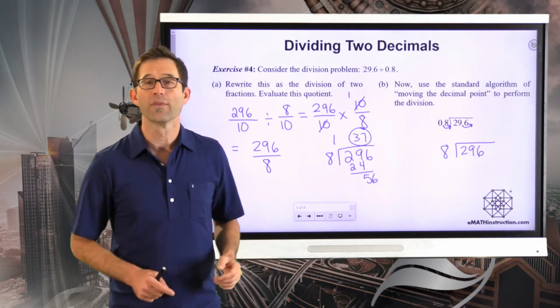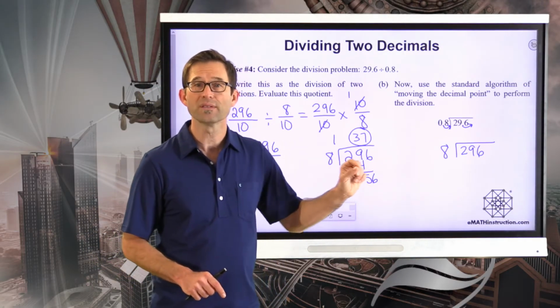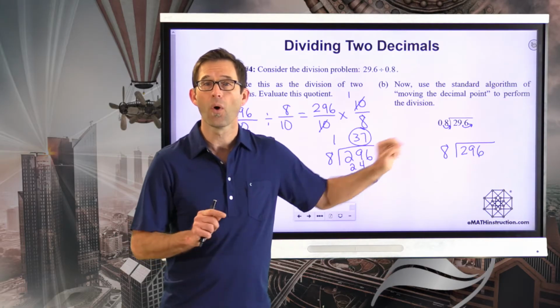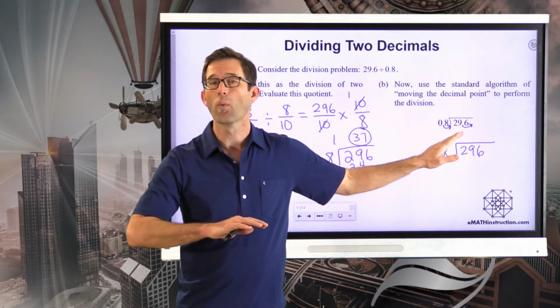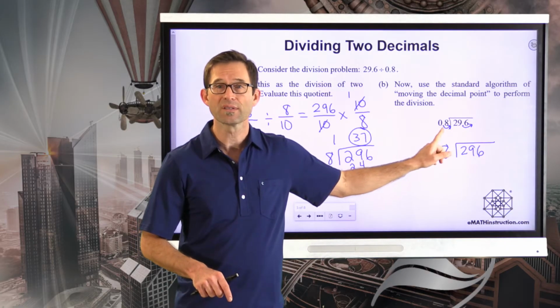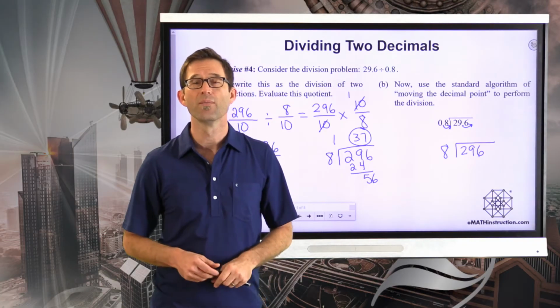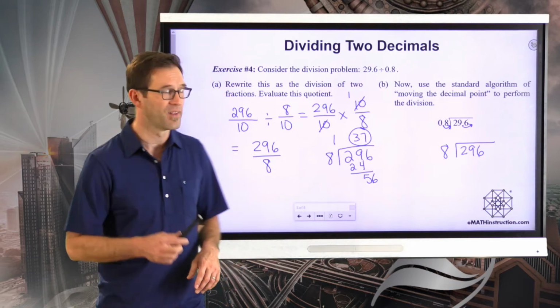But the standard algorithm says move the decimal place, typically to the right, as many places as you need to until what you're dividing by is a whole number. This doesn't have to be a whole number at all. Don't worry about it being a whole number, but get this to be a whole number, and then we can do dividing decimals just the way we did it on the last page. And let's get some practice with that in the next exercise.